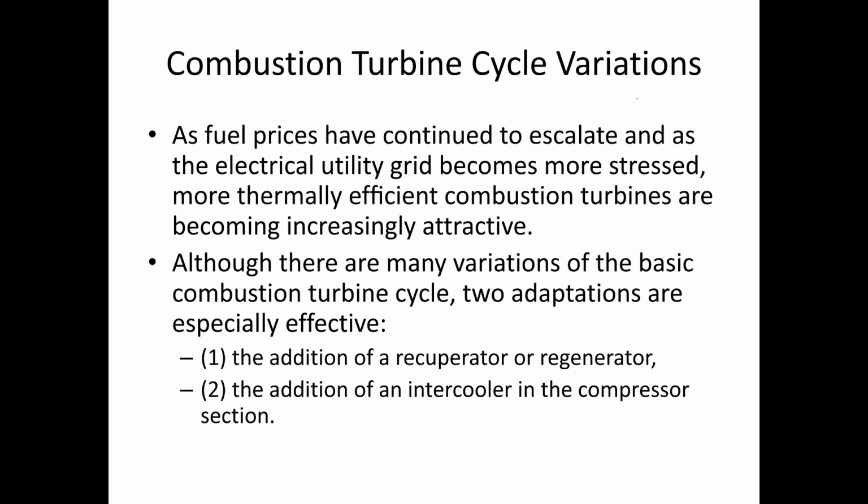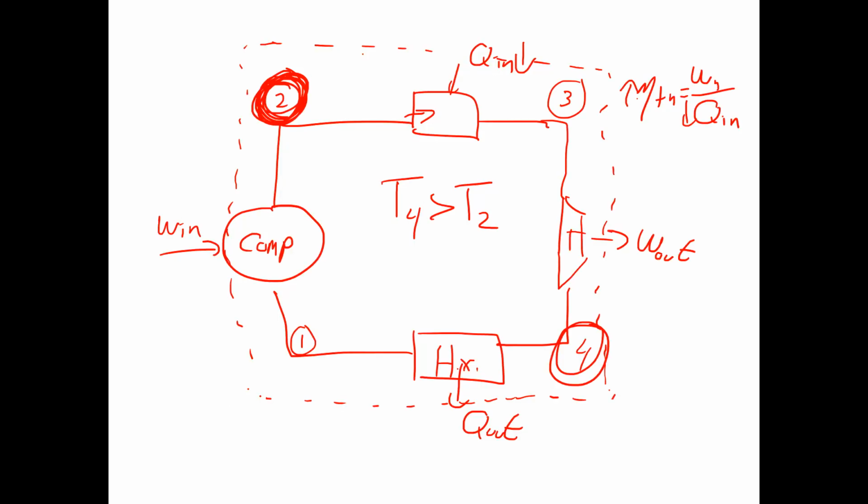One is definitely using what I would call a regenerator. What's neat about a regenerator is that it has the ability to take the heat from the high temperature air coming out of the turbine and use it to preheat the air coming out of the compressor before it goes into the combustion chamber, decreasing Q in, increasing efficiency, and decreasing the amount of fuel needed to generate the work out.